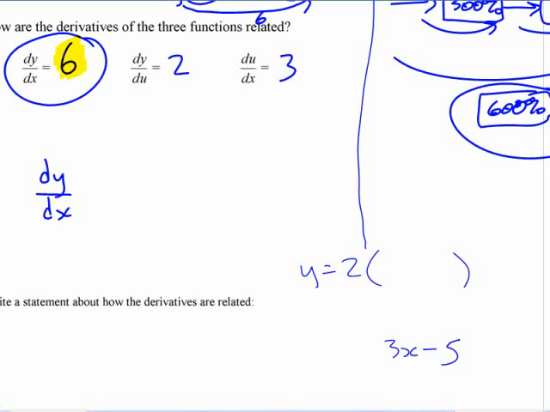So what you can think is the derivative of the outside function with respect to whatever the inside function is is 2, and the derivative of the inside function with respect to x is 3. This is outside.